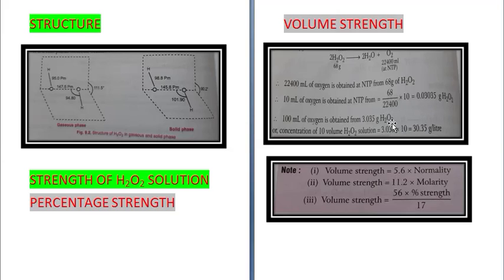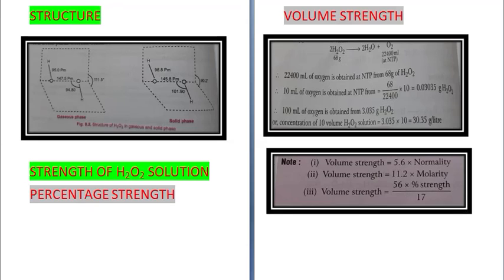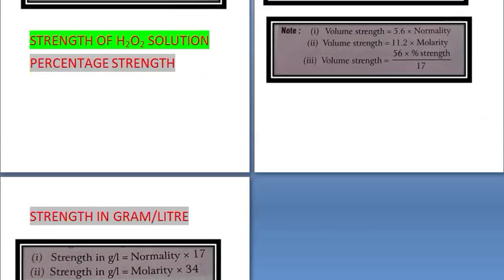So remember this, volume strength is equal to 5.6 into normality, volume strength is equal to 11.2 into molarity, and volume strength is equal to 56 into percentage strength upon 17. These are the formulas that you need to remember for doing your numericals. And numericals are asked to calculate the strength of hydrogen peroxide solution.